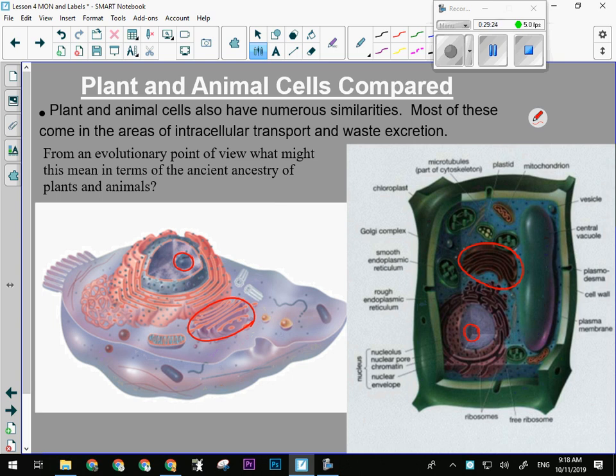They both have these. There'll be lots of those within the cell. I don't know why there aren't very many in these cells, but those are the mitochondria. That's where cellular respiration occurs, right? Where glucose is broken down for energy, so they obviously both need that.